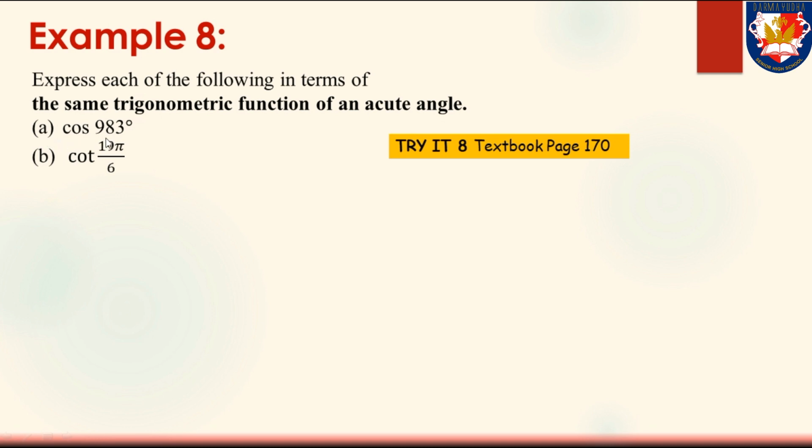Part A, cosine 983 degree. Part B, cotangent of 19 pi over 6. And here is the solution.